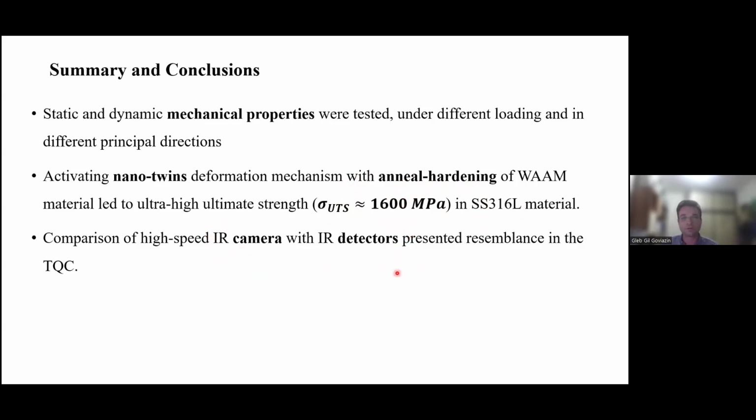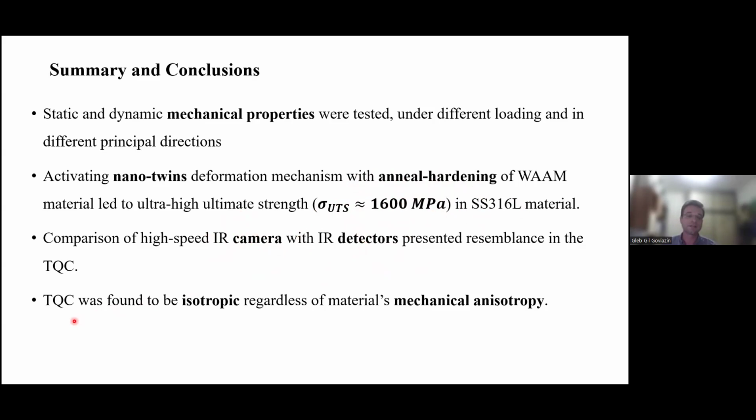Before we continued with the thermomechanical coupling, we were able to see that infrared camera and detectors have the same results. And finally, we were able to present and show that the TQC value is isotropic regardless of mechanical anisotropy.